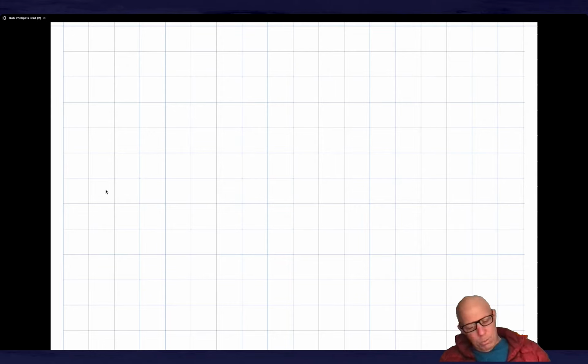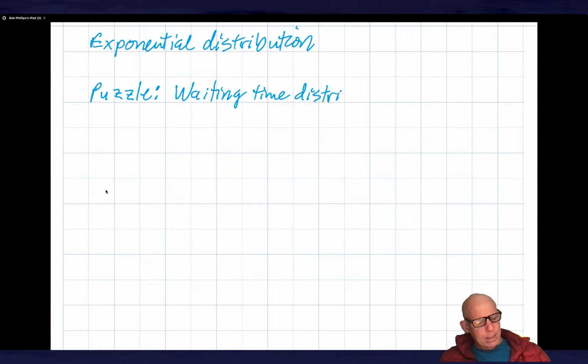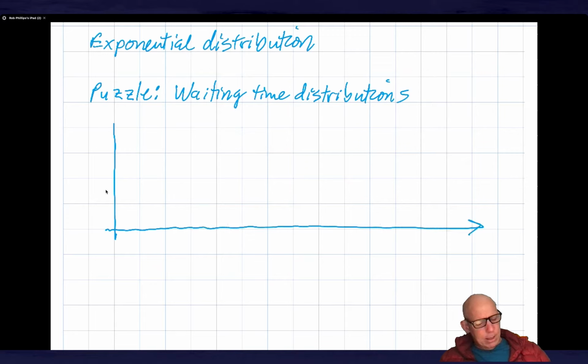So here, the pursuit today, in this particular vignette, is one version of the exponential distribution. And more specifically, we're going to address a puzzle, which is the so-called waiting time distributions. And what I have in mind here is that we have some situations such as the dynamics of an ion channel, and this is open, and this down here is closed.